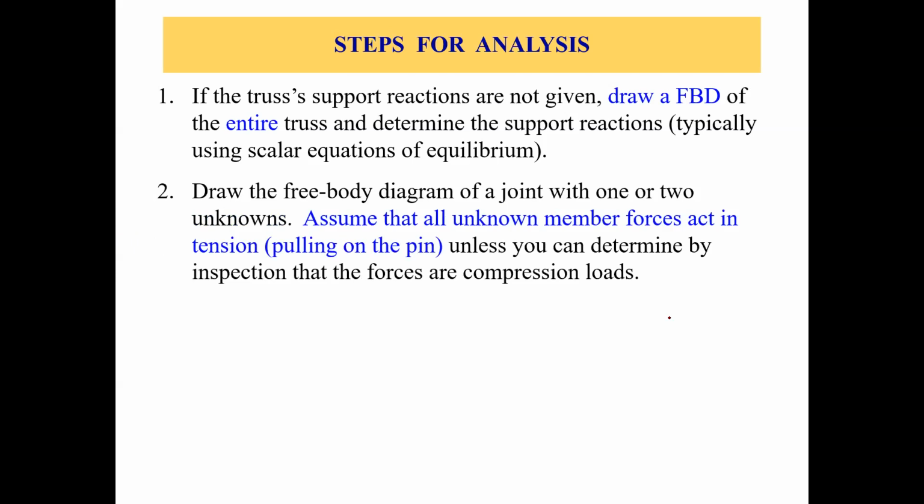Now, what next? Draw the free body diagram of a joint with one or two unknowns. Why one or two unknowns? Because we only have two equations of equilibrium, right?